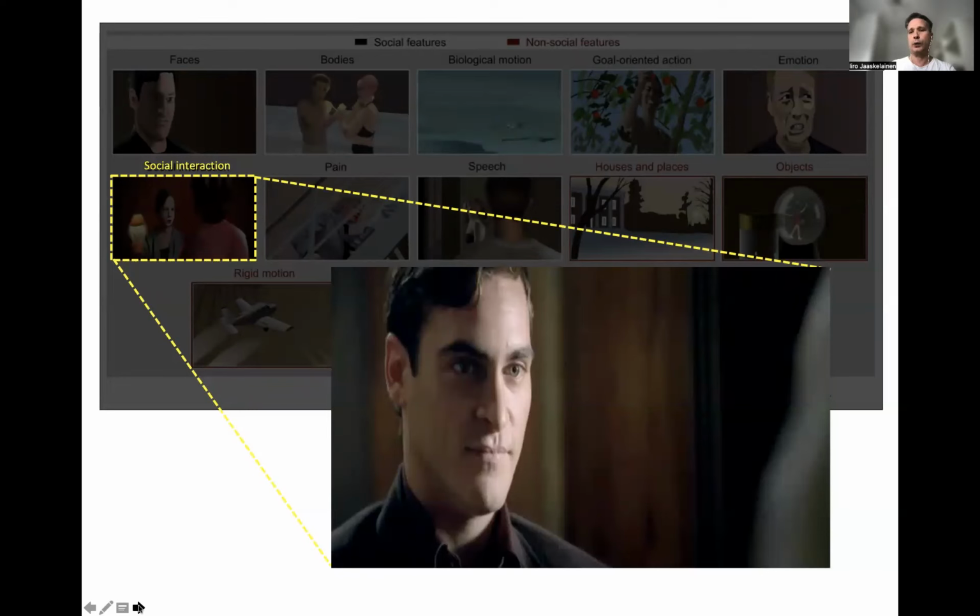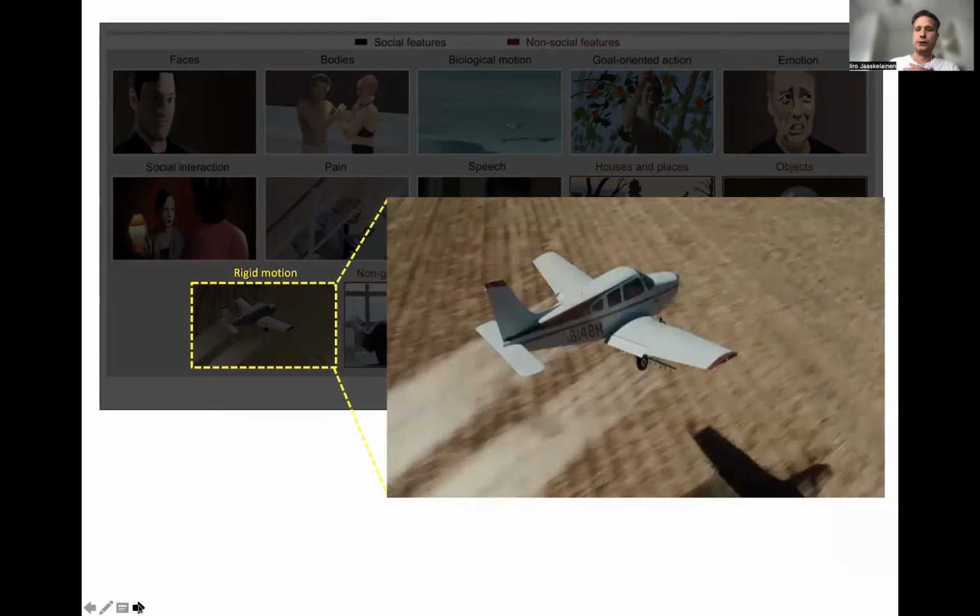I'm not going to play this because of potential copyright issues. But in this clip, there are two persons discussing. It's such a short clip that you can't really figure out too well what's going on, but anyway, we have emotions and an exchange of words and so on. Then as an example of a control video, there's an airplane flying over a field, spraying some kind of substance on the field.